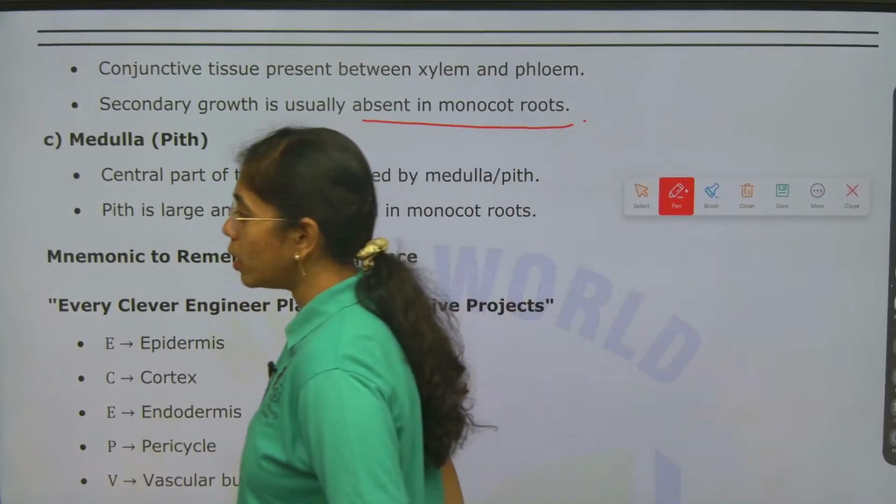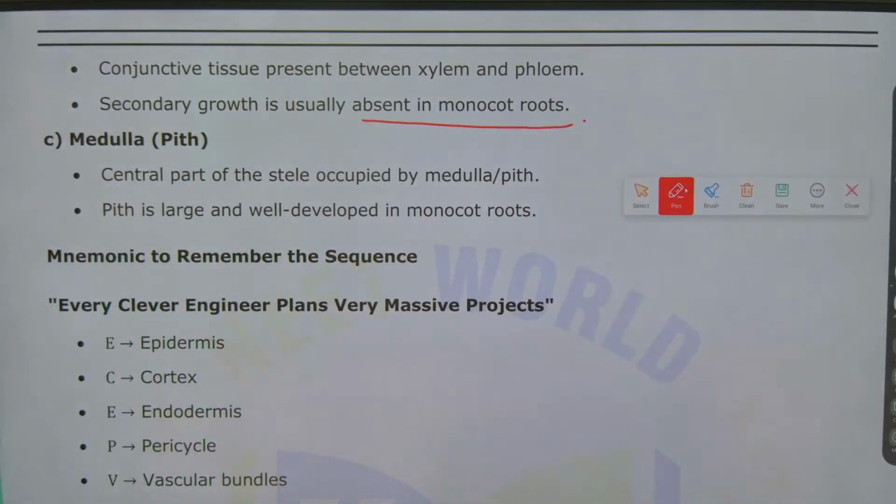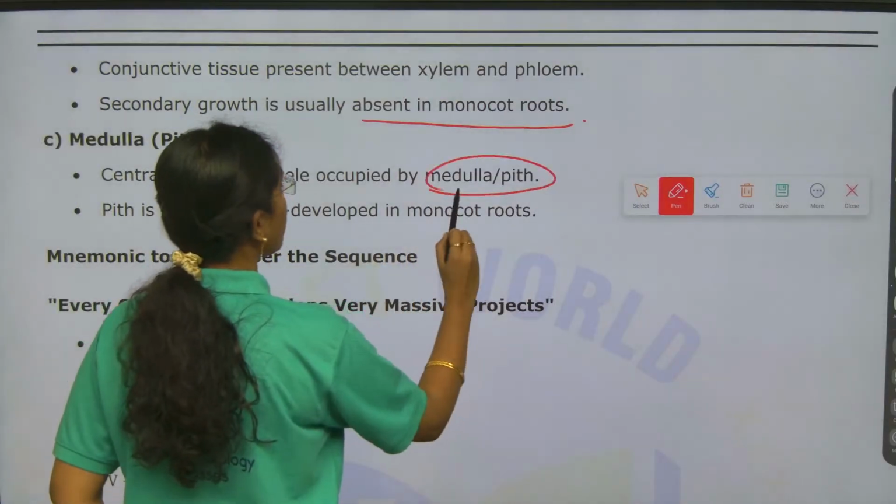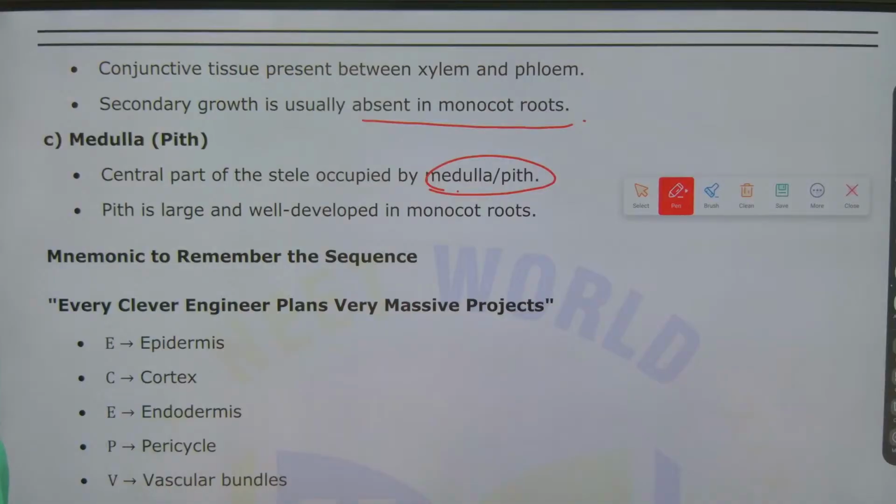Next is medulla or pith. The central part of the stele is occupied by medulla or pith. Pith is large and well developed in the monocot root. It is small and inconspicuous in the dicot root.